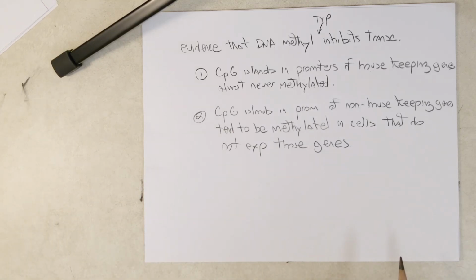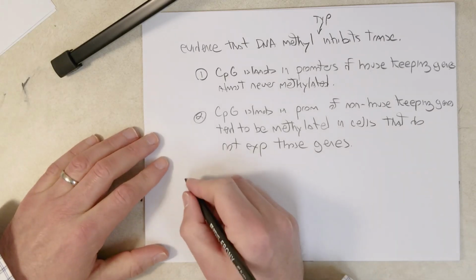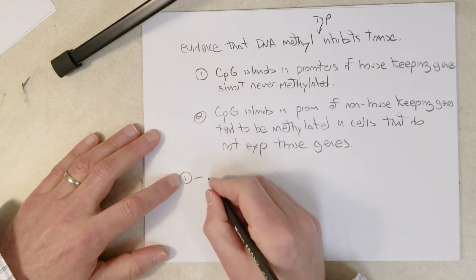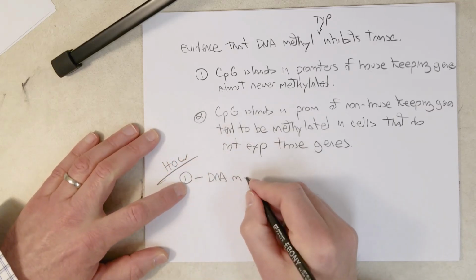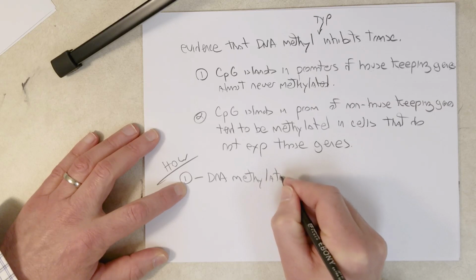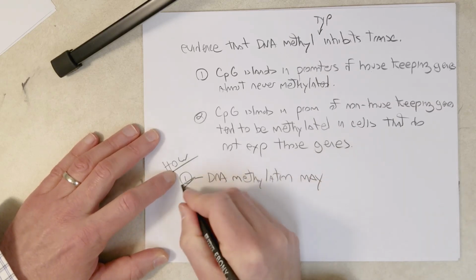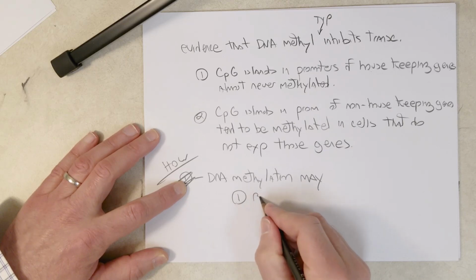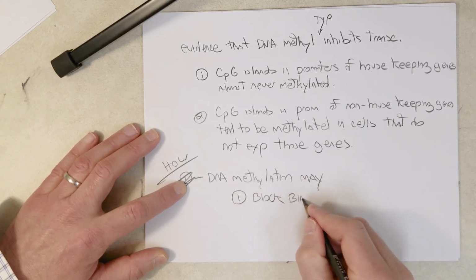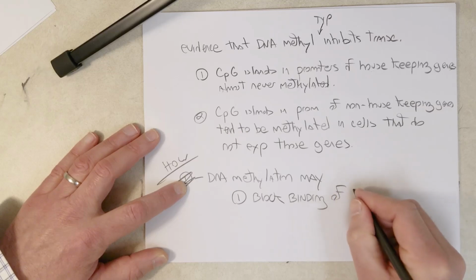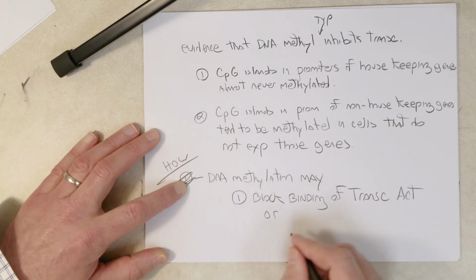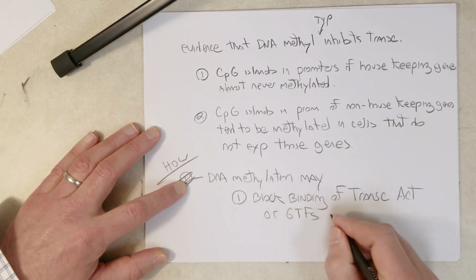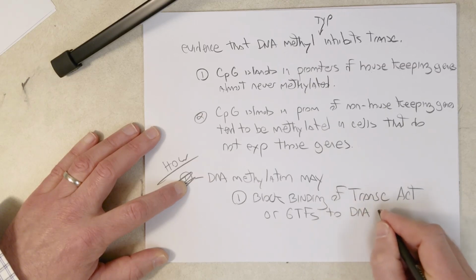So evidence suggests that DNA methylation inhibits transcription, and how? How might it do this? How does it block transcription? DNA methylation may, number one, block binding of transcriptional activators or general transcription factors to DNA sequences.